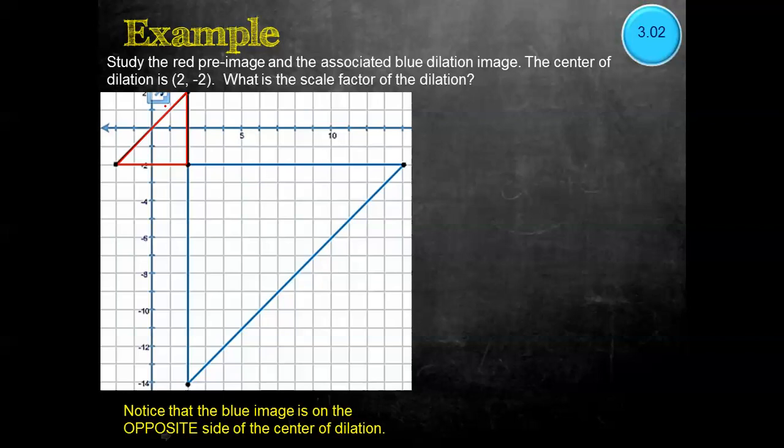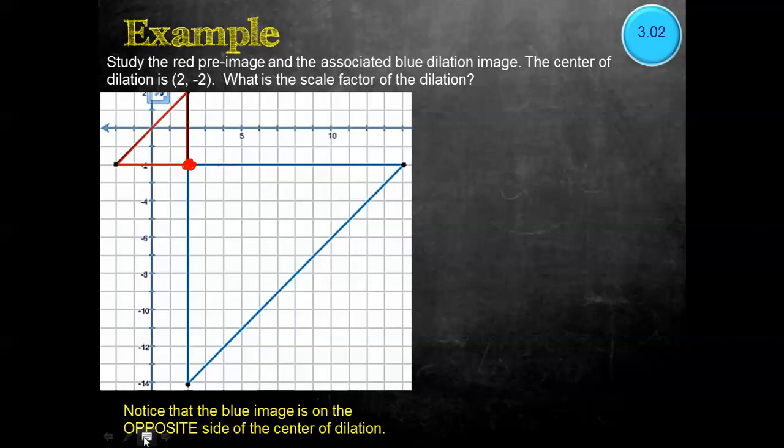So for this one, we want to study the red pre-image and the associated blue dilation image. Okay, so the red's the pre-image, the blue is the dilated image. The center of dilation is 2, -2. That means it's this point right here. Okay, so what is the scale factor of the dilation?